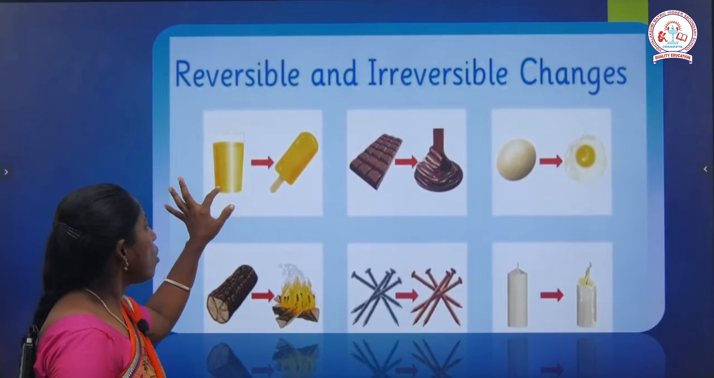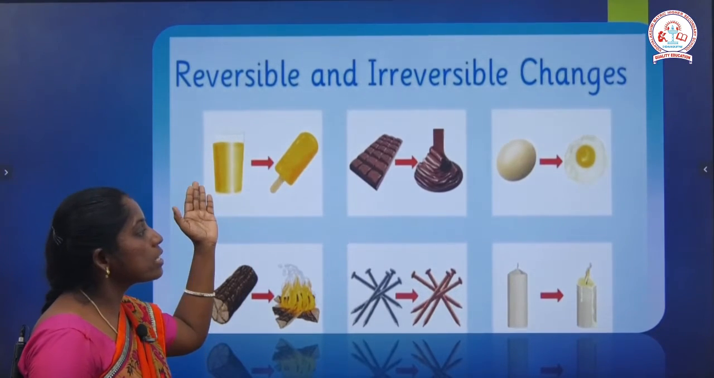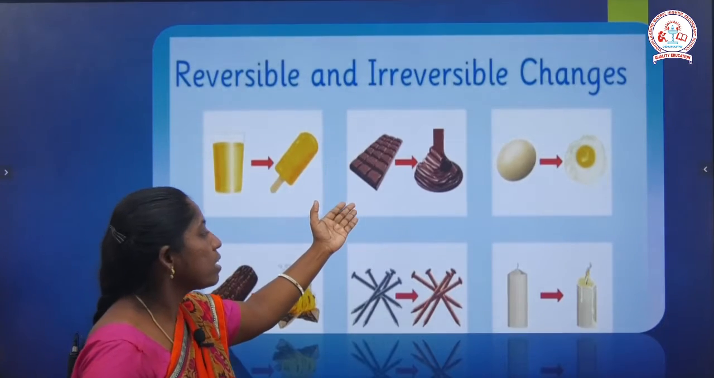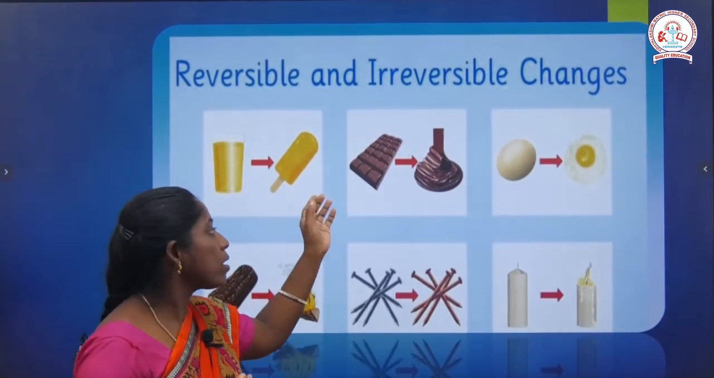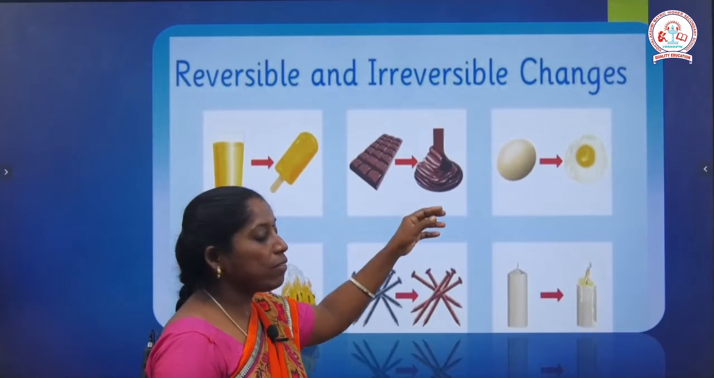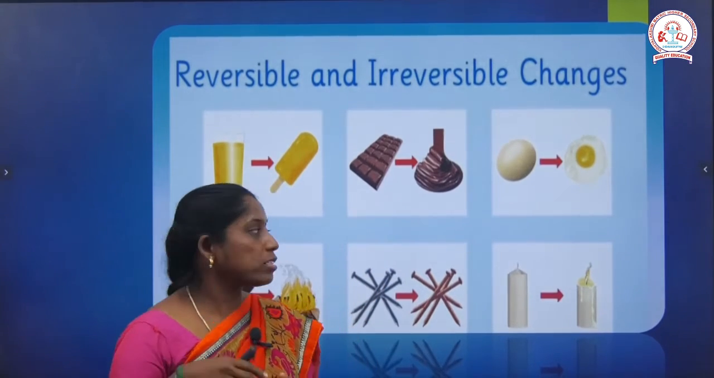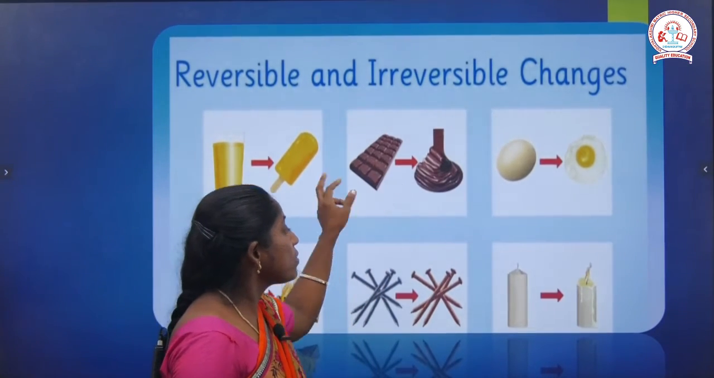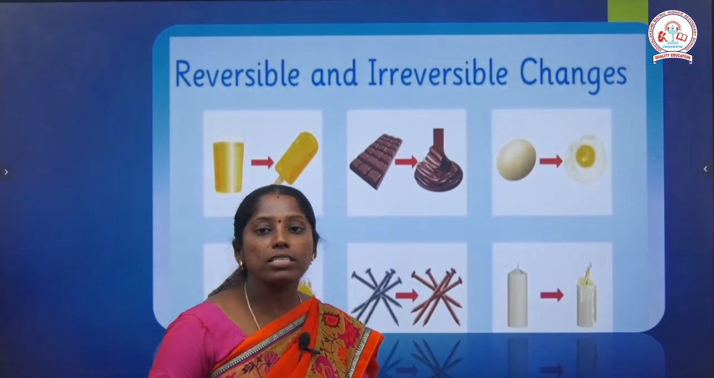Okay, then water changing into ice, that we can call reversible. The same goes for chocolate. Chocolate, like a Dairy Milk or 5 Star, when you buy it, it gets melted. Again we can keep it in the freezer, and it can change into solid again. So what kind of changes? These two are called reversible changes.